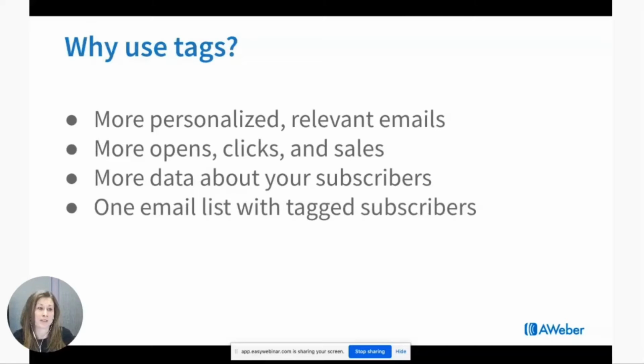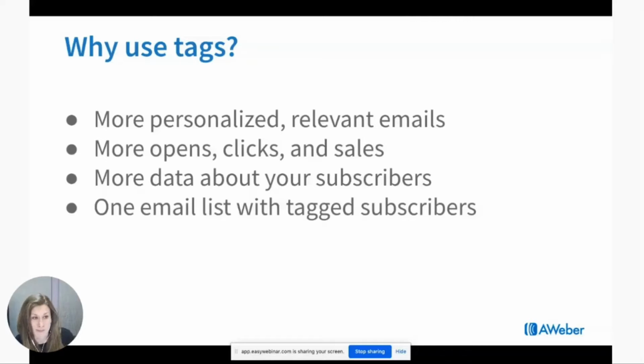Well, you can send more personalized, relevant emails with tags. Like I said, you could have people with the tag blue, and you could actually send them emails with a blue background. People whose favorite color is blue, send them an email with a blue background. You know that's their favorite color. So that's a great example of a way that you could send more personal, relevant emails to those people based off their tag. And when you send more personalized, relevant emails, you get more opens, clicks, and sales. And I can attest to this personally.